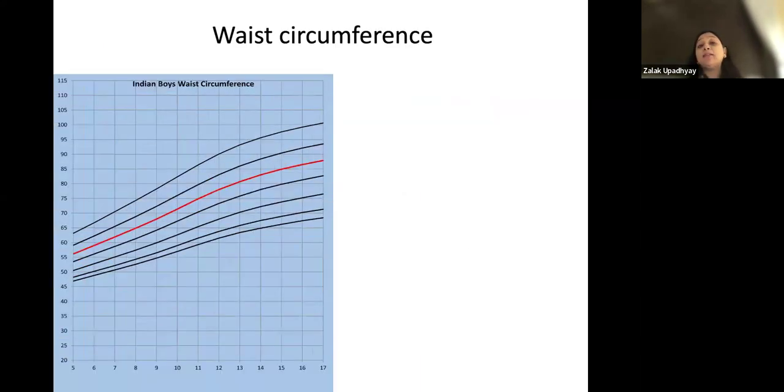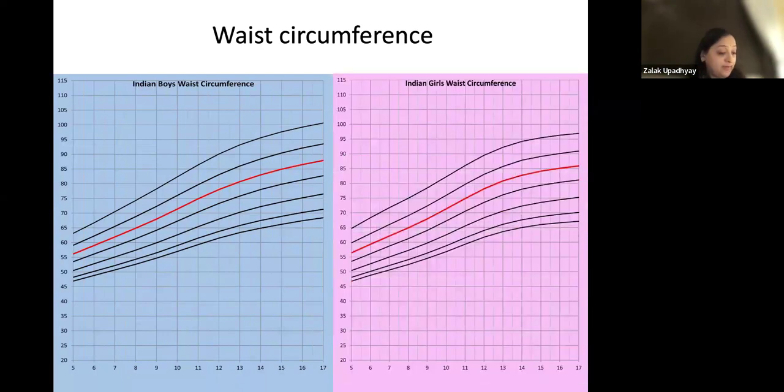Now, when we talk about obesity, we talk about BMI, right? Now we talk about waist circumference. How to take the waist circumference? Anybody, please tell me.